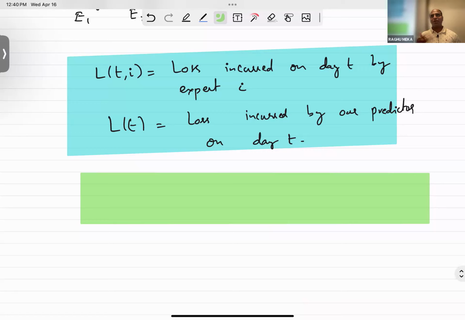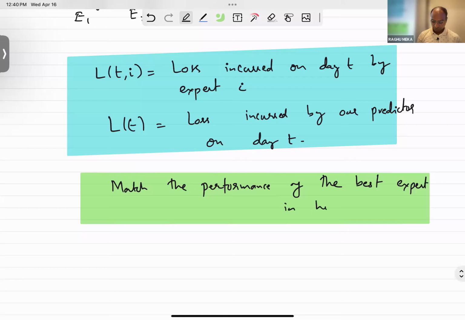Exactly, right? So I don't know how the experts are going to do, but I want to be as good as the best expert in hindsight, right? If you show me the entire thing, obviously it's very easy to go and say, okay, expert 1 did very well, so you should have followed expert 1 throughout. But what we really want to do is match the performance in hindsight.